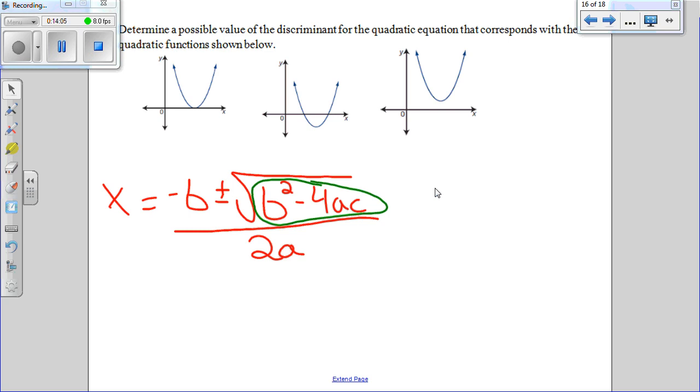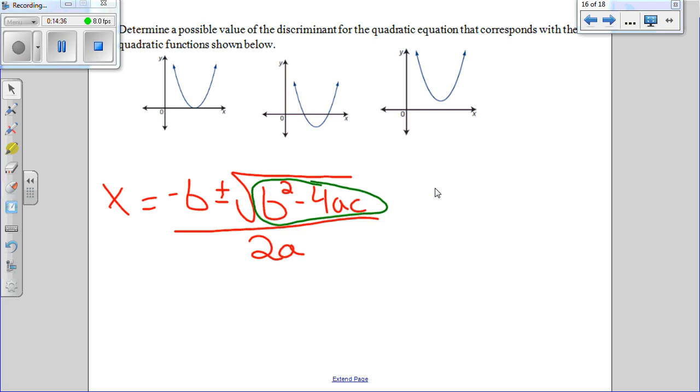If your discriminant was equal to 0, that means you have plus or minus the square root of 0. What's the square root of 0 always equal to? 0. What's anything plus 0? Still the same thing. What's anything minus 0? Still the same thing. Adding or subtracting 0 makes no difference in your numerator. Meaning that if your discriminant equals 0, you have one x-intercept.